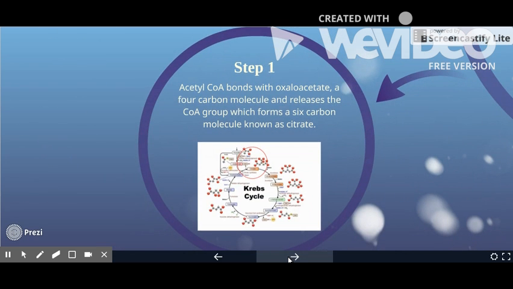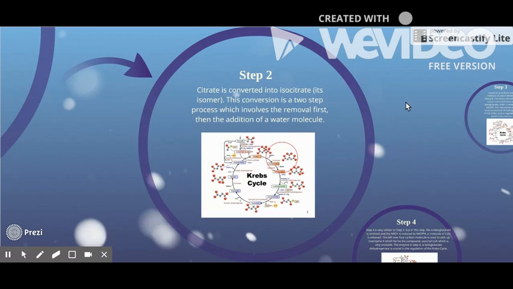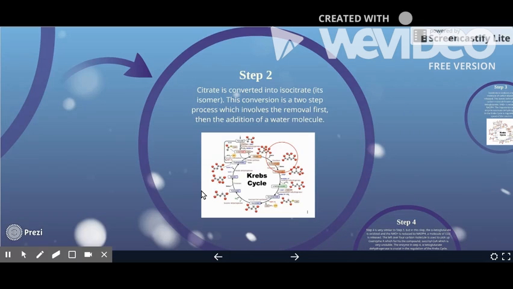The first step of the Krebs cycle: Acetyl-CoA bonds with oxaloacetate, a 4-carbon molecule that releases the CoA group, which forms a 6-carbon molecule known as citrate. Citrate is converted into isocitrate, its isomer. This conversion is a 2-step process which involves the removal first, then the addition of water molecules.